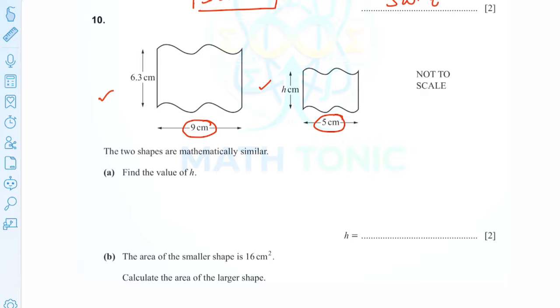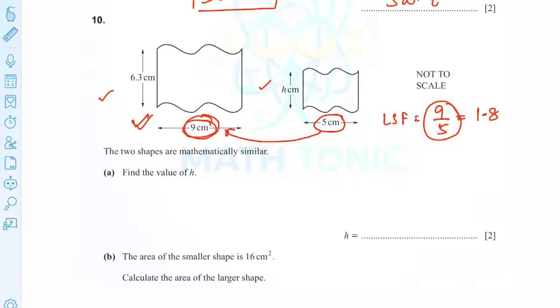So if I try to tell you what the length scale factor should be, it should be 9 over 5. We can write it in decimal as well, but I'm keeping it as a fraction. So 9 over 5 means this bigger figure is 9 over 5 times bigger, or we can say 1.8 times bigger, it doesn't matter. Clear?